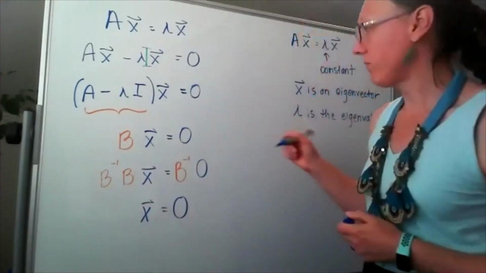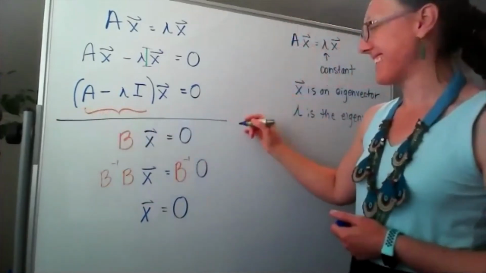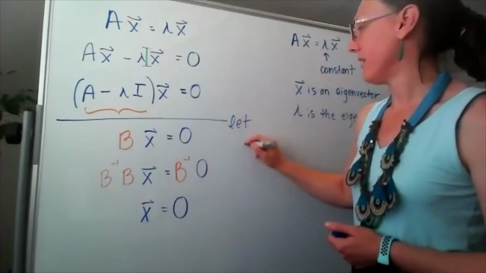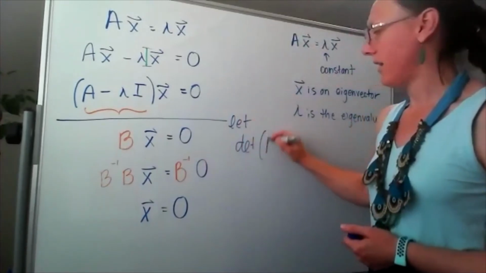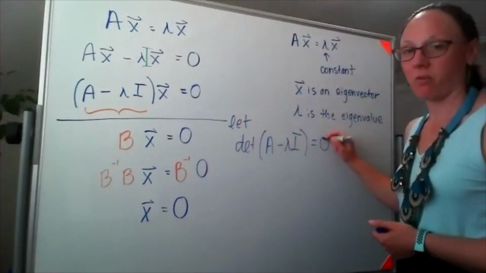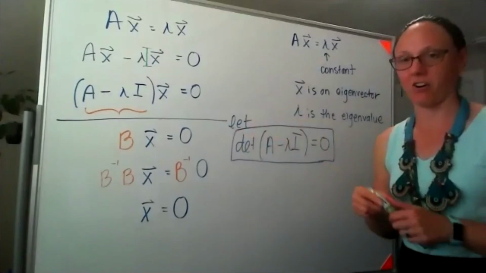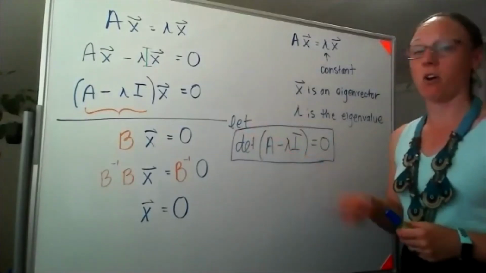So we're going to cut it off right at this point and instead say, let the determinant of A minus lambda I be equal to 0. This right here is the secret for how we're going to find our eigenvalues, how we're going to solve for that lambda.